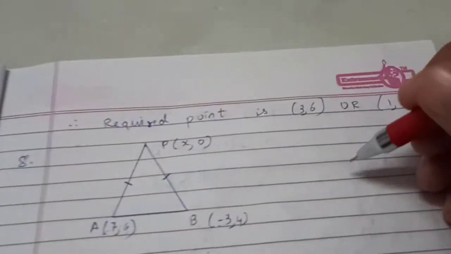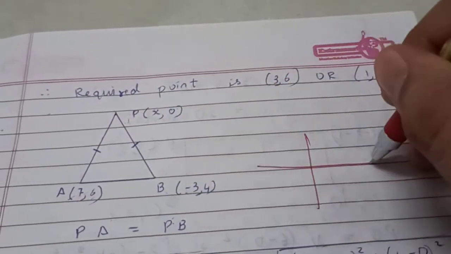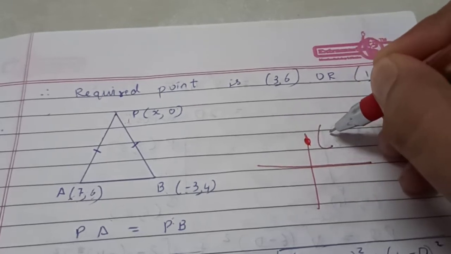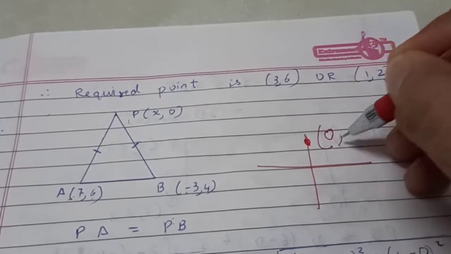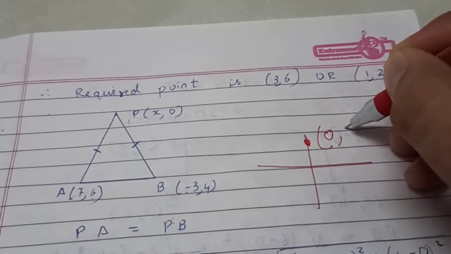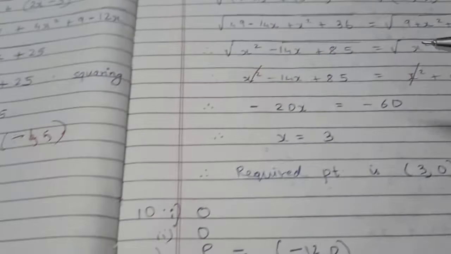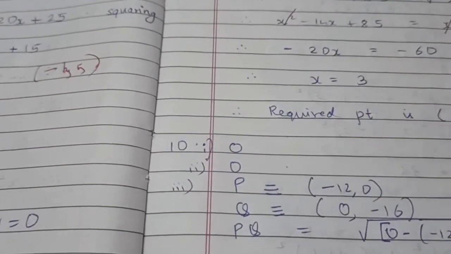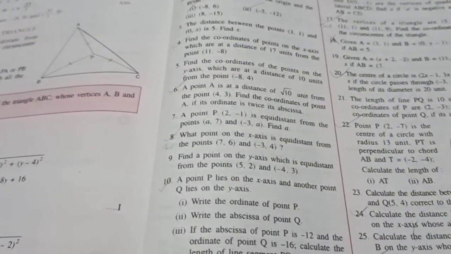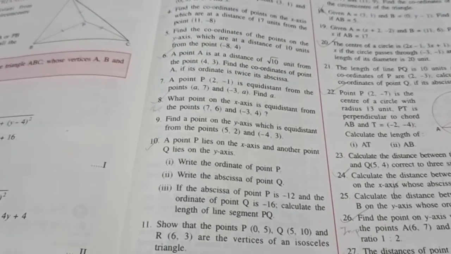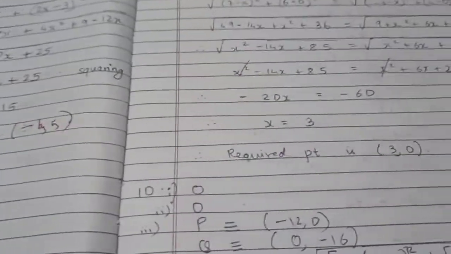Whenever you have, check it out in a graph, a point on the y-axis, definitely its x-coordinate is 0 and the y-coordinate will be some number. So that's the answer for Roman number 1 and Roman number 2. And then they have given the other coordinates of P and Q, and they've asked us to find the distance between them. So that's pretty straightforward.